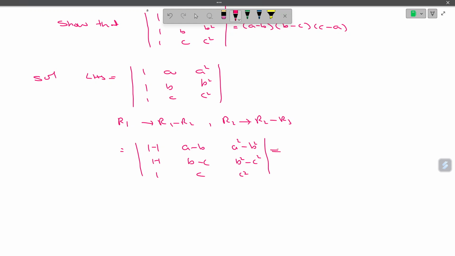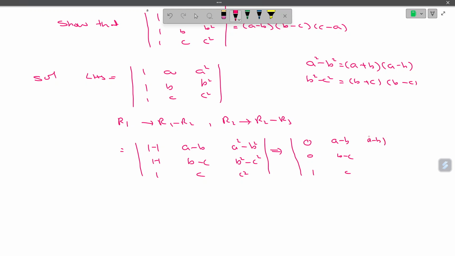The third row is 1, C, C square. This will give us 1 minus 1 is 0, 1 minus 1 is 0, then A minus B, B minus C. Remember, A square minus B square we can write as A plus B into A minus B. Similarly, B square minus C square we can write as B plus C into B minus C. So I am writing A minus B into A plus B, and B minus C into B plus C, and this is C square.